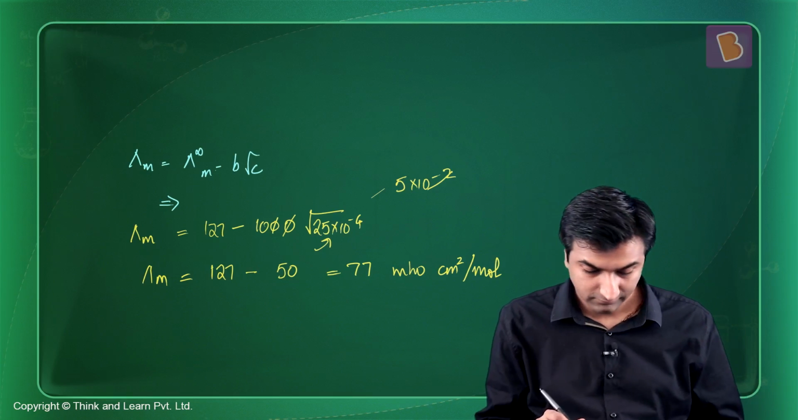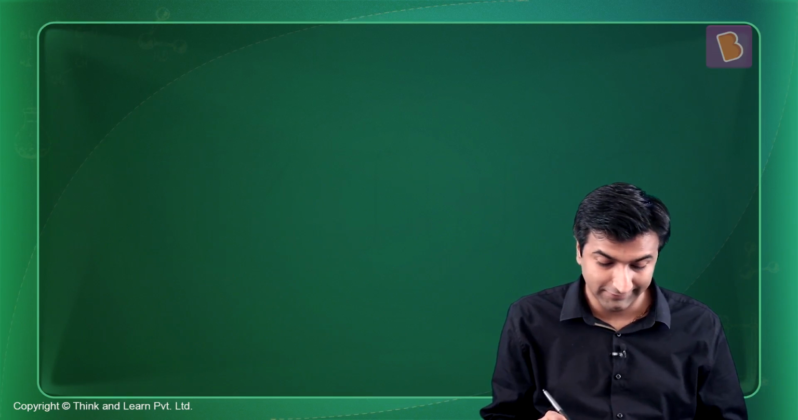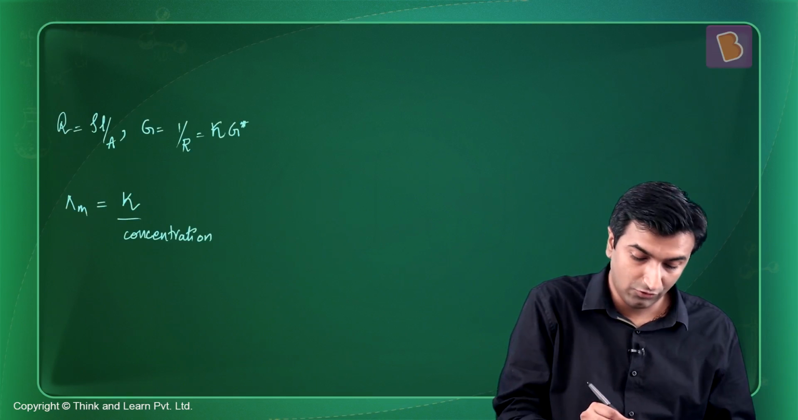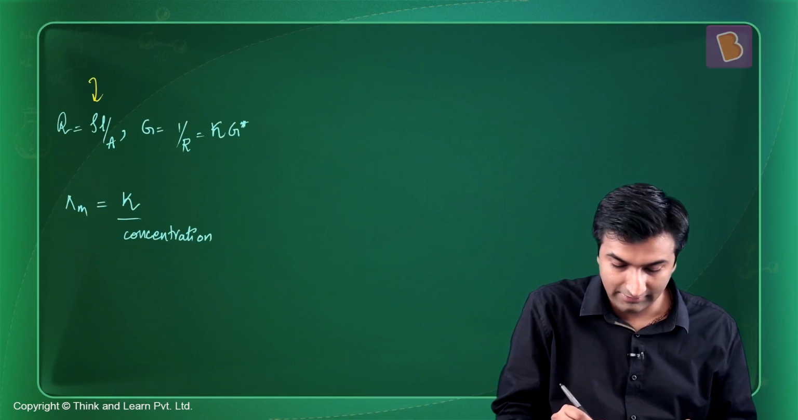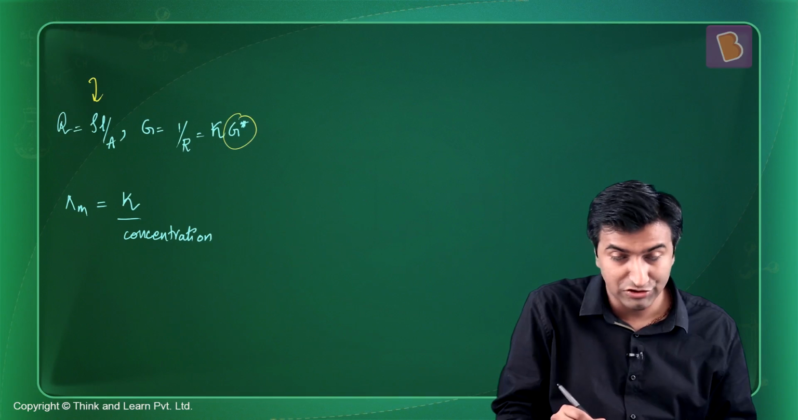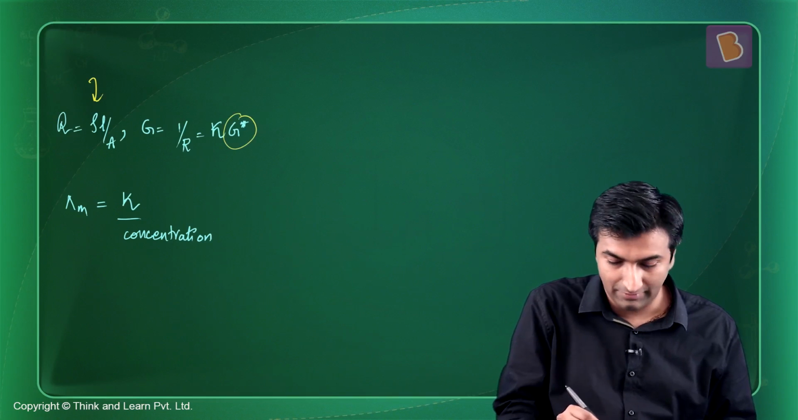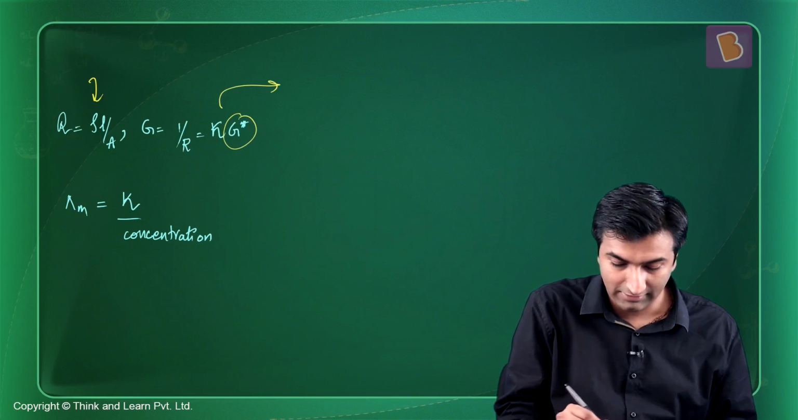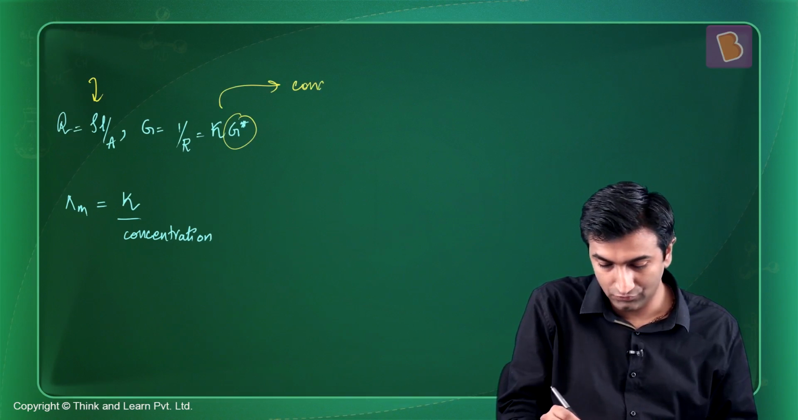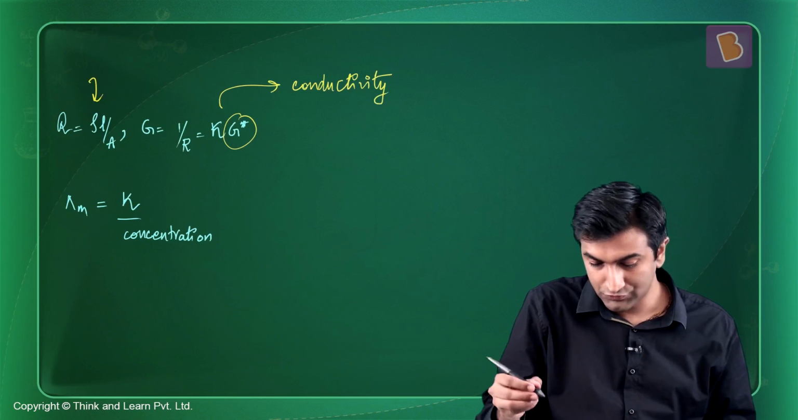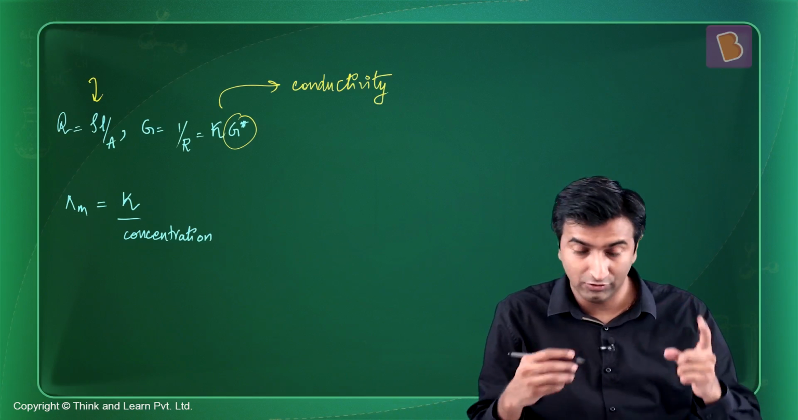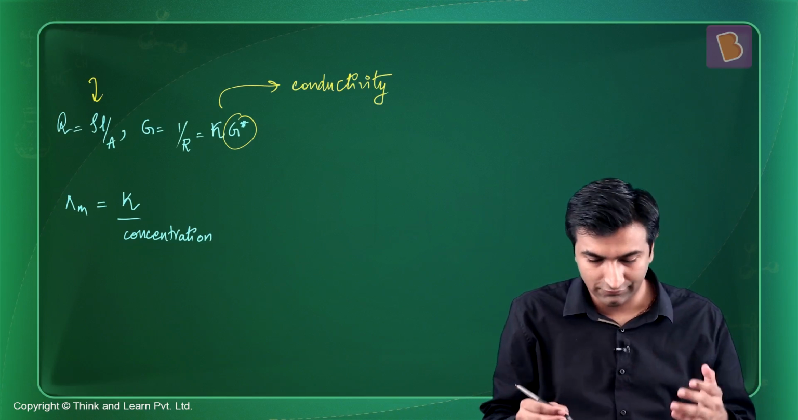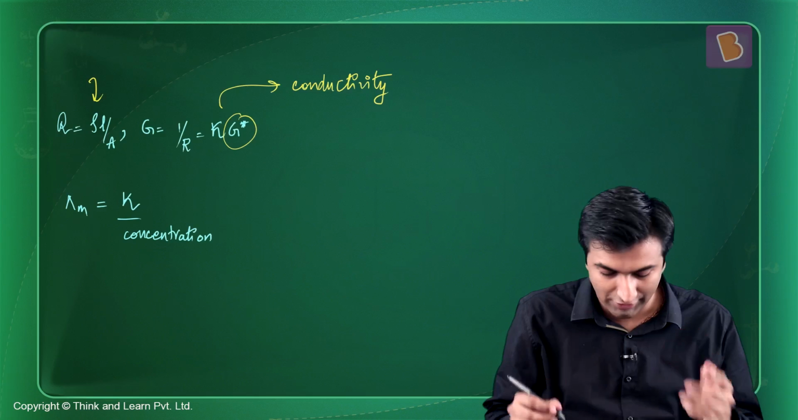Once we have this, we use the basics of physics. Rho, R is equal to rho L by A, G is 1 by R, which is conductance, and kappa times G star. This is what we eventually need to find. That's why we're finding kappa. This will help us get to this. This is conductivity as usual. I'm doing this a little slowly because just doing these three numericals will give you an entire summary of all the theory that you need for conductivity of solutions, electrolytic conductivity.